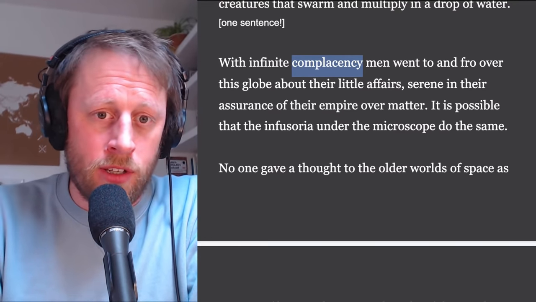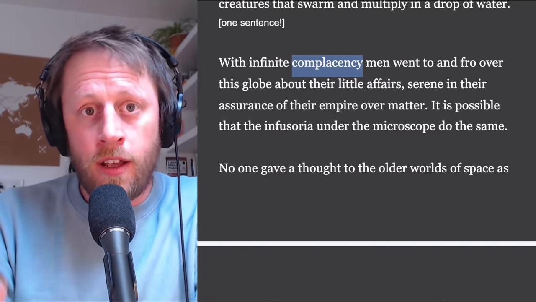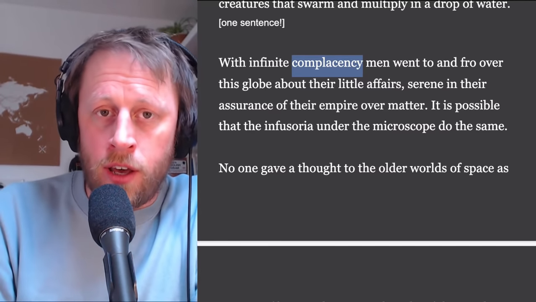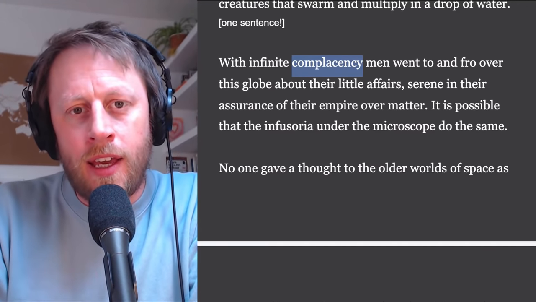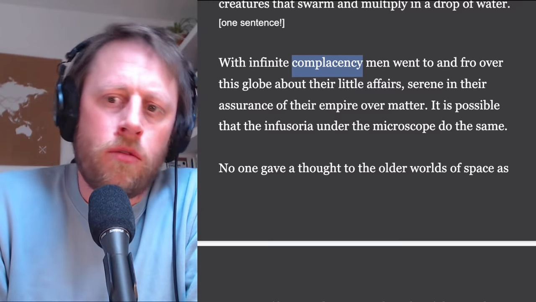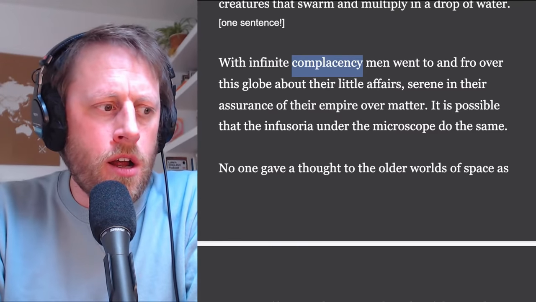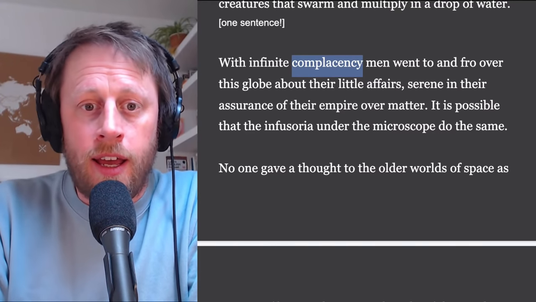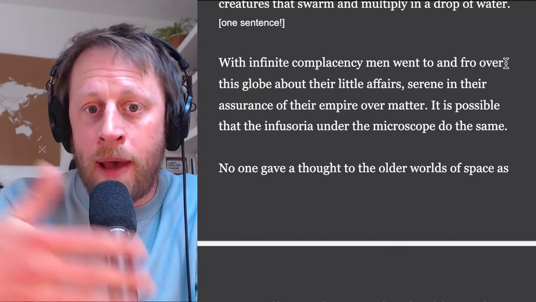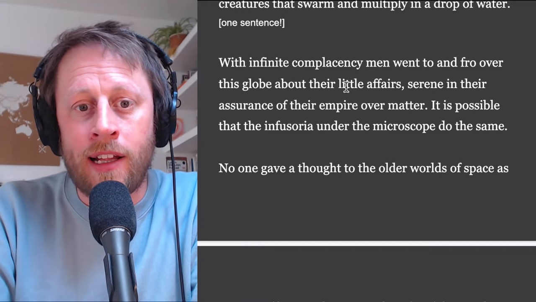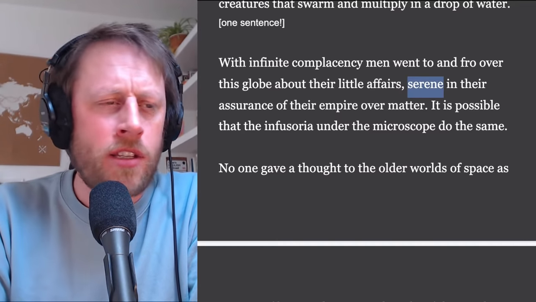Okay, and the idea is that people, humans, are complacent in their position in the natural order of things, that we are the dominant species on Earth. We don't have many predators that are a daily concern. And this has made us complacent, that we're very self-assured that we are the masters of our environment. And with infinite complacency, men went to and fro, meaning went here and there, back and forth, over this globe, about their little affairs, their business affairs, serene in their assurance of their empire over matter. Serene is calm and peaceful.